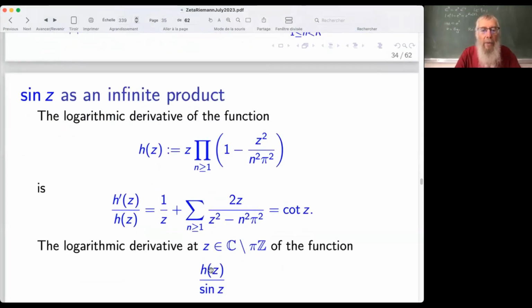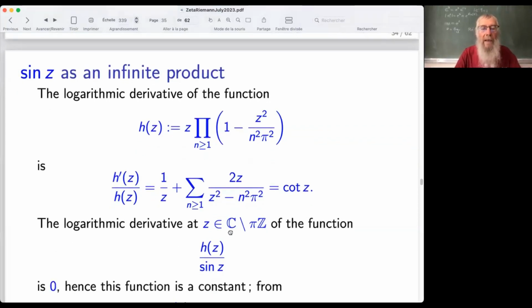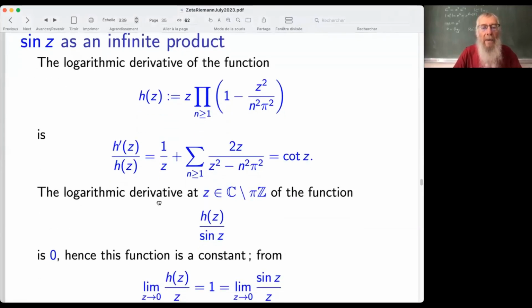If we take the logarithmic derivative of h of z divided by sine of z, for h, the logarithmic derivative is h prime over h. For the sine, the logarithmic derivative is the cotangent, and therefore, the logarithmic derivative of this function is 0 everywhere apart from pi z, but by analytic continuation, it means that the logarithmic derivative is 0 everywhere, and therefore the function is a constant.